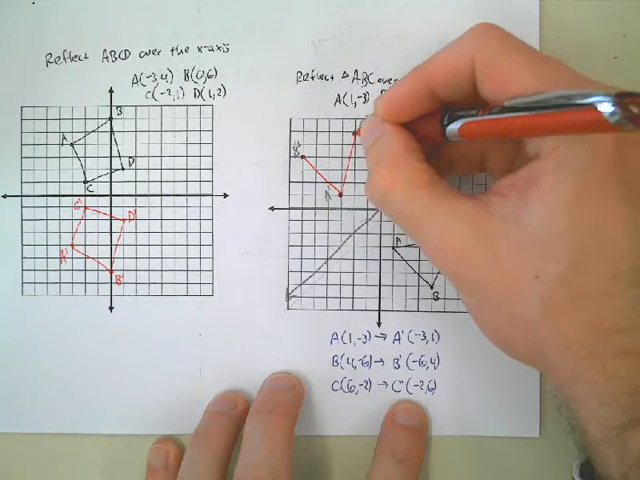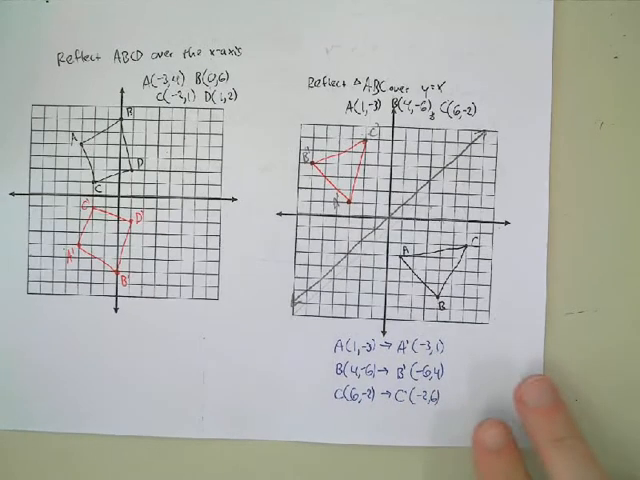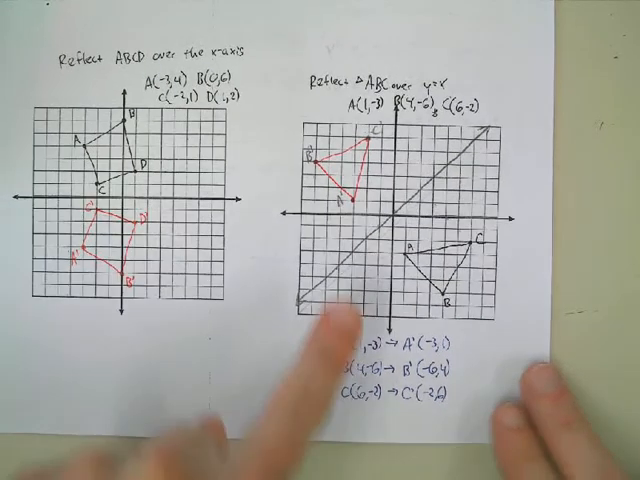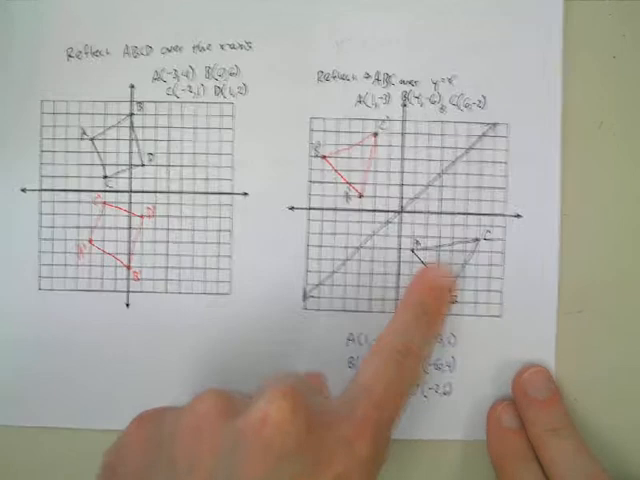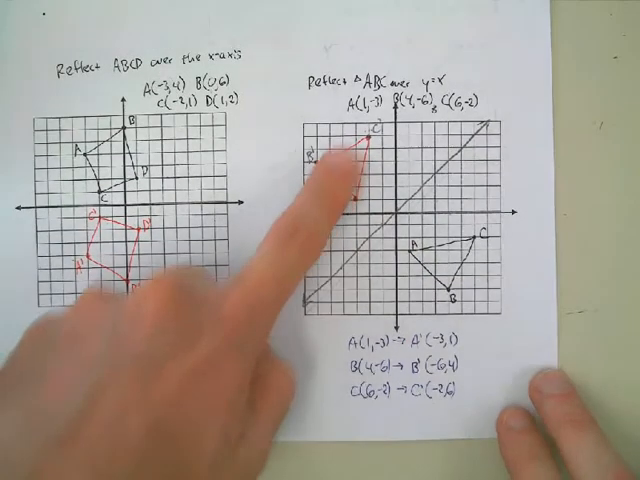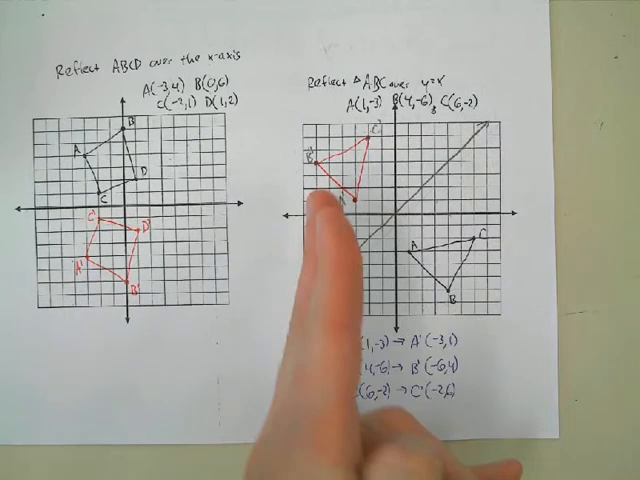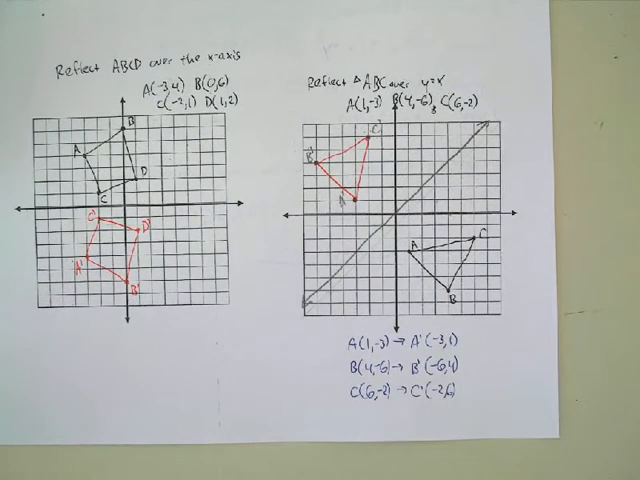Okay? Now, one last thing I want to ask real quick. How do you think the area of this original triangle ABC would compare to the area of triangle A prime, B prime, C prime? Again, remember, a reflection is a rigid motion transformation. So what do you think? How should these two areas compare? Okay? And the answer is they should be congruent. They should be equal, right? If they're the same size and the same shape as one another, then they should definitely have the same area.